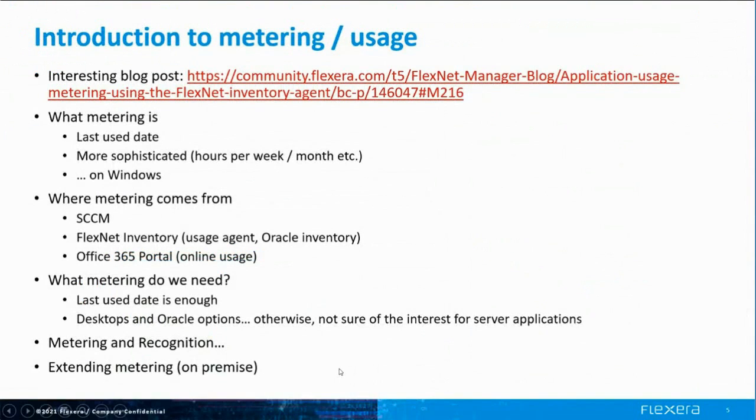It puts the metering in the context of licensing and compliance and optimization. So if we move forward in the introduction, metering is either a last use date, which is quite simple if we talk about installed application metering, or you could have more sophisticated things such as the number of hours per week, which is really the metering and not just last use date. What is the quantity of time people have used the application? It can be on Windows, and also on Unix. I've seen some metering coming on macOS, which is a Unix OS.